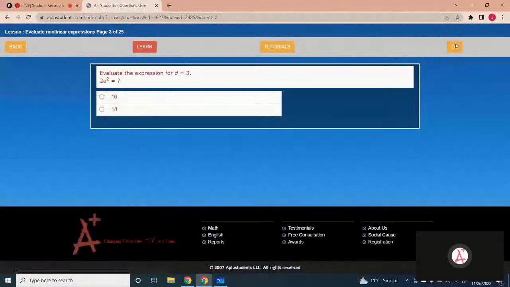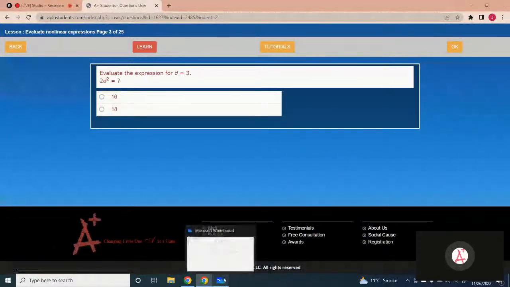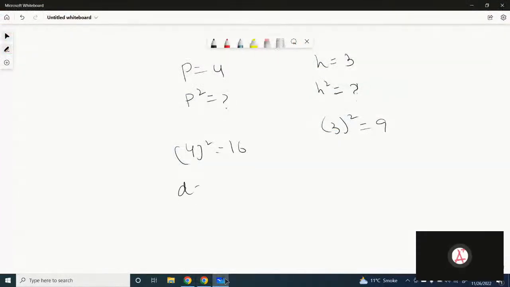Okay, you have to calculate 2d square for d equals 3. Replace the d with the value, so it would be 2 times 3 square. First you have to calculate 3 square. 3 square is 9, so it would be 2 times 9, which is 18. So the correct option is 18.